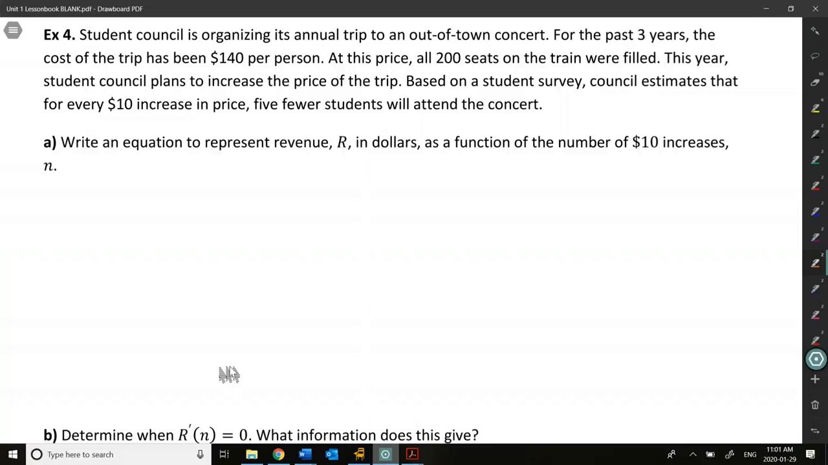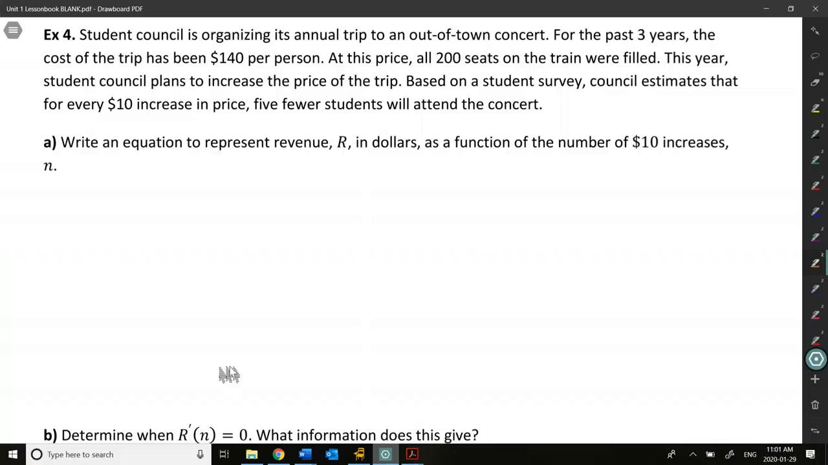This year, Student Council plans to increase the price of the trip. Based on a student survey, the council estimates that for every $10 increase in price, 5 fewer students will attend the concert. Write an equation for revenue, and then we're going to see how calculus can help us determine the optimal price for them to sell these tickets to the concert.